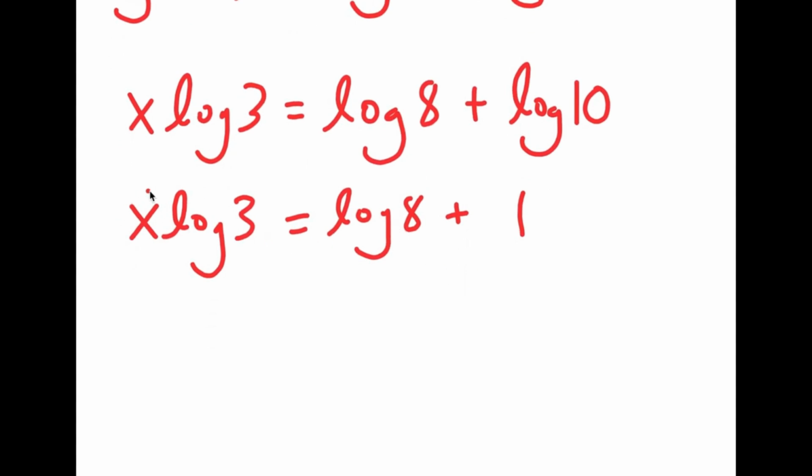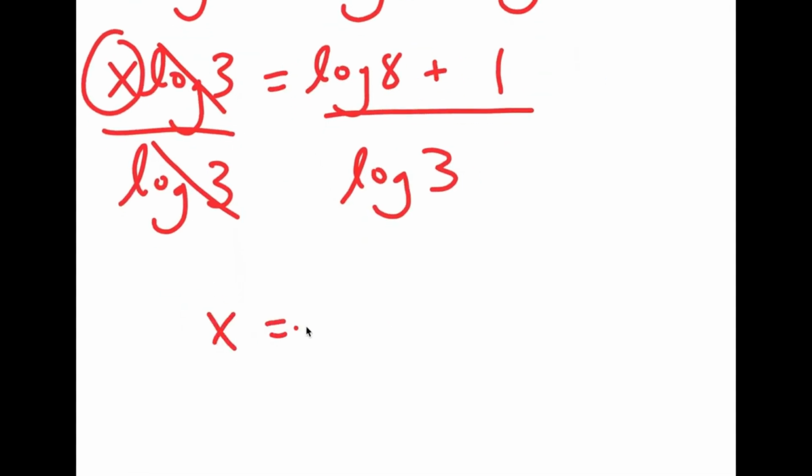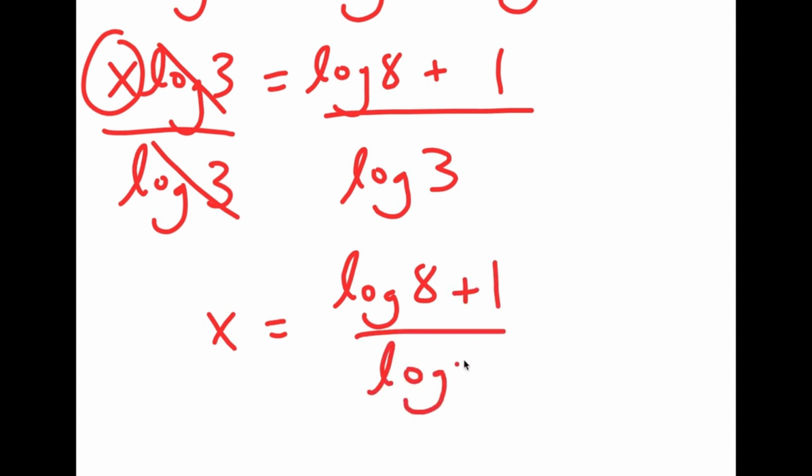And now remember, we want to isolate x, so the only thing left to do is to get rid of this log 3 by dividing both sides by log 3. So then this cancels out, and I get x is equal to log 8 plus 1 over log 3.